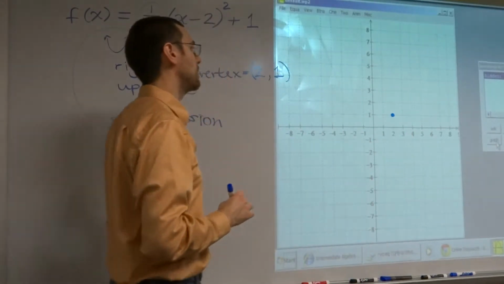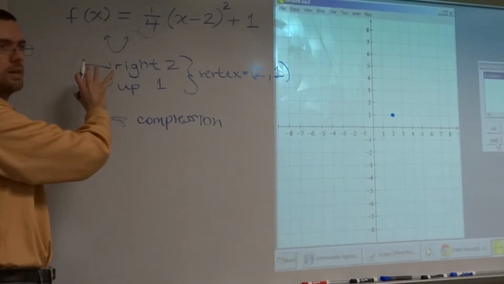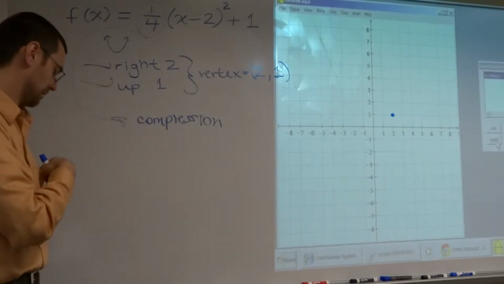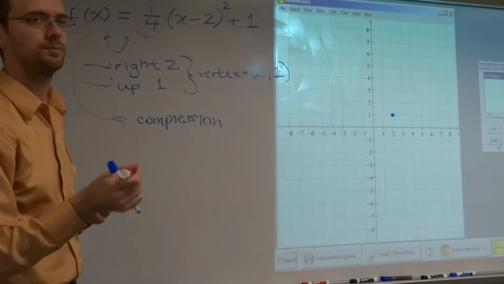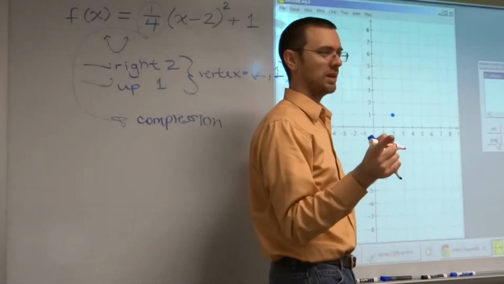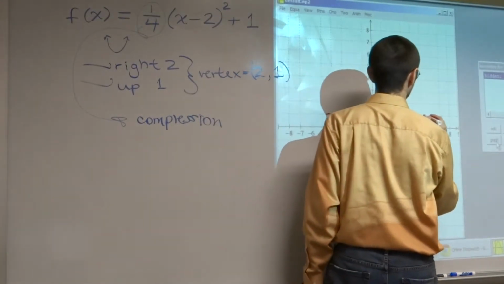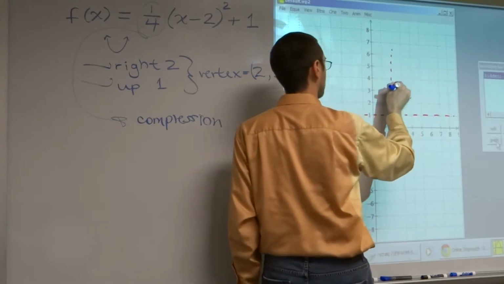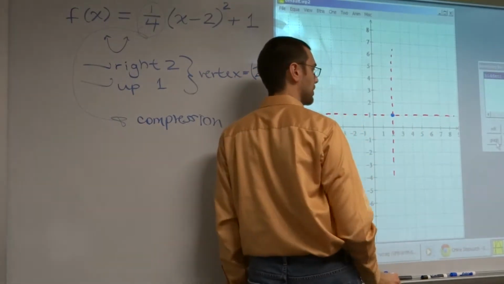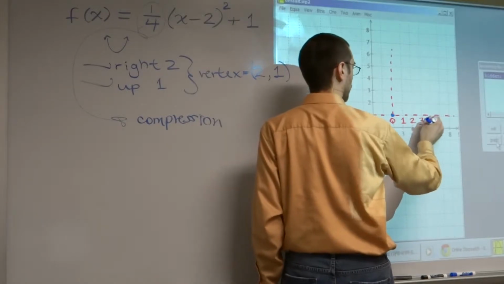And once you have that vertex in place, I don't need that stuff anymore, right? Then what? It opens up. It's going to open up, and it's going to have that compression to it. So just like we were doing in every other problem, let me label these 0, 1, 2, 3, 4, and so on.